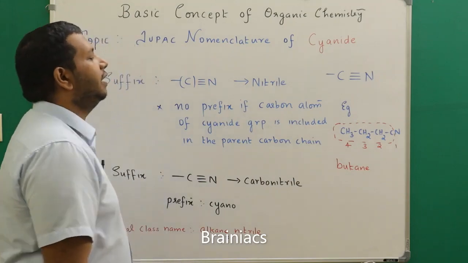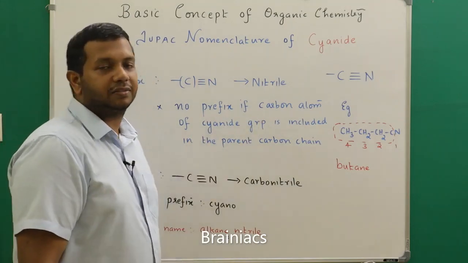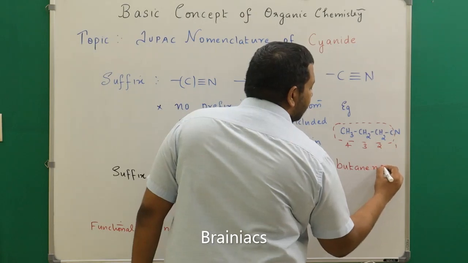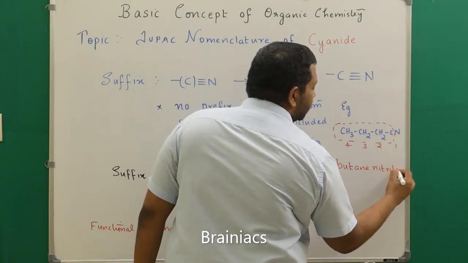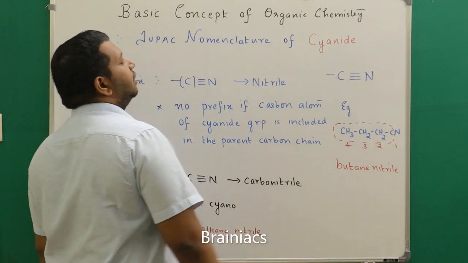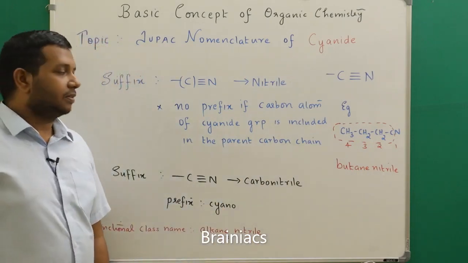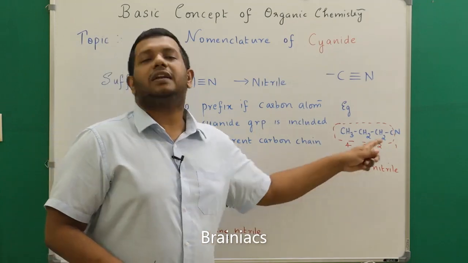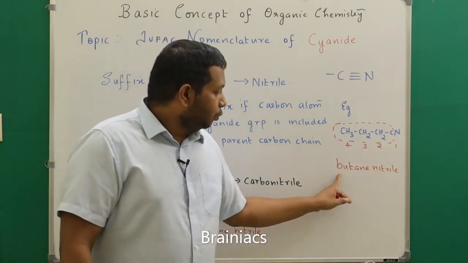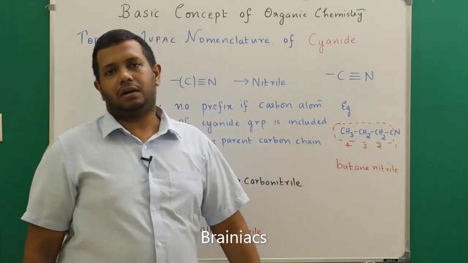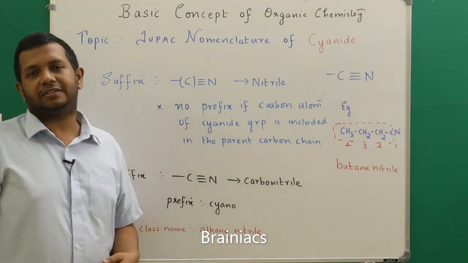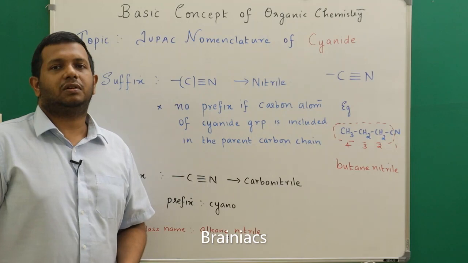Understood? Butane. Then comes the secondary suffix, that is the cyanide group, so we use nitrile. So the answer is butanenitrile. Please don't remove the E. Some students will make a mistake. They will say butanitrile. It is wrong. It is butanenitrile. Understood? So we will see more examples of cyanides.